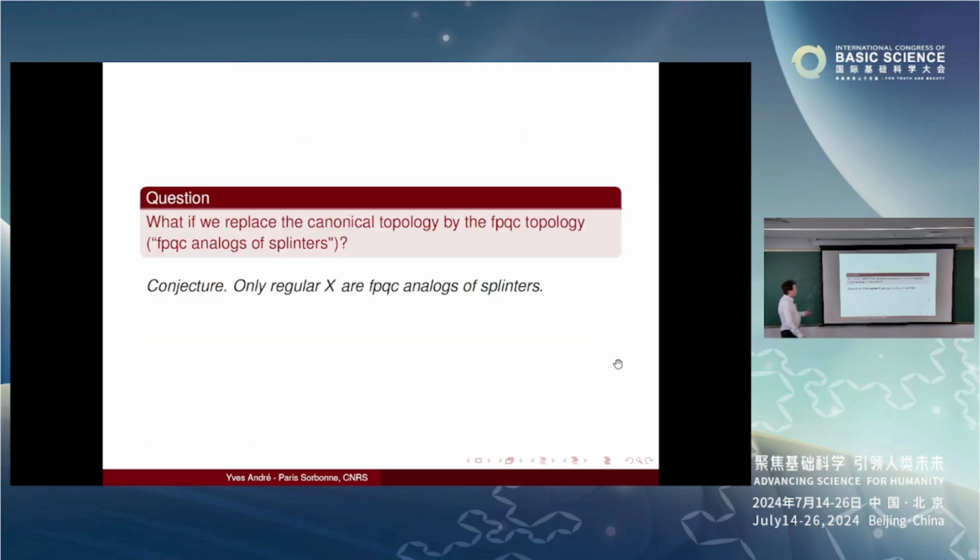So now, natural question. What happens if in the definition of splinter, we replace the canonical topology by the FPQC topology? So one could call them the FPQC analogs of splinter. I mean, what can be said of those X such that any finite covering of X is a covering for the FPQC topology? Well, it seems very likely that you find, in that case, only regular. I will give some small evidence in this direction.